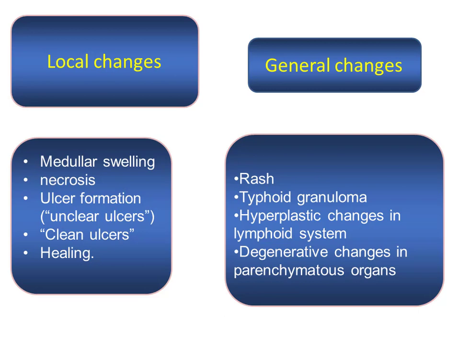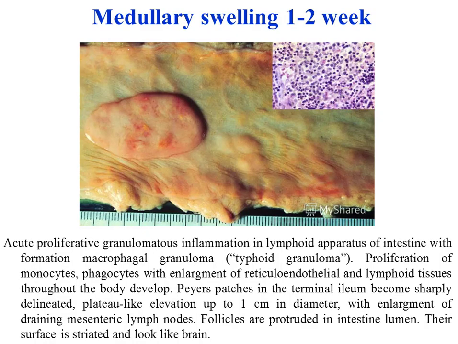So the morphogenesis of typhoid fever includes 5 stages, each with a duration of about 1 week. So it will be medullary swelling, necrosis, ulceration with formation of unclean ulcers, then clean ulcers, and the last stage is healing. Medullary swelling of Peyer's patches, swelling of group follicles, happens due to proliferation of reticular cells, some of which transform into large mononuclear cells of macrophage origin.